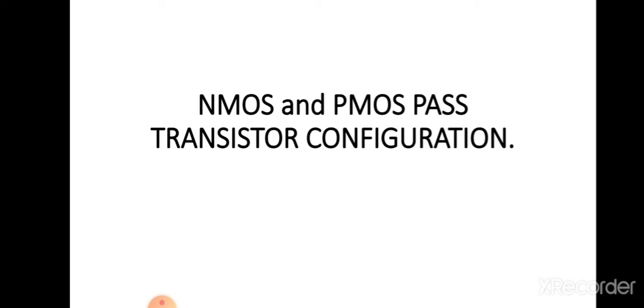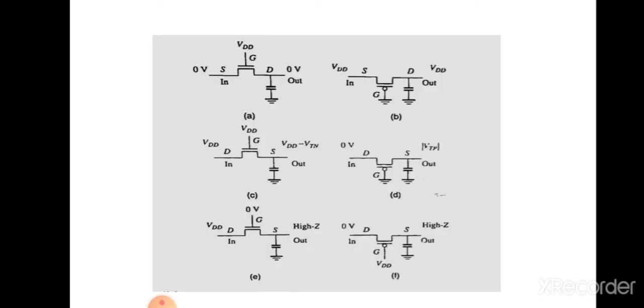In this session we will discuss NMOS and PMOS pass transistor configuration. You have noticed that this is the NMOS transistor and this is the PMOS transistor symbol. For an NMOS transistor to work as an on switch, we have to give VDD at the gate terminal, and for a PMOS transistor to work as an on switch, we have to ground the gate terminal of the PMOS transistor. Okay. So first of all, we will discuss the logic 0 input to the NMOS transistor.